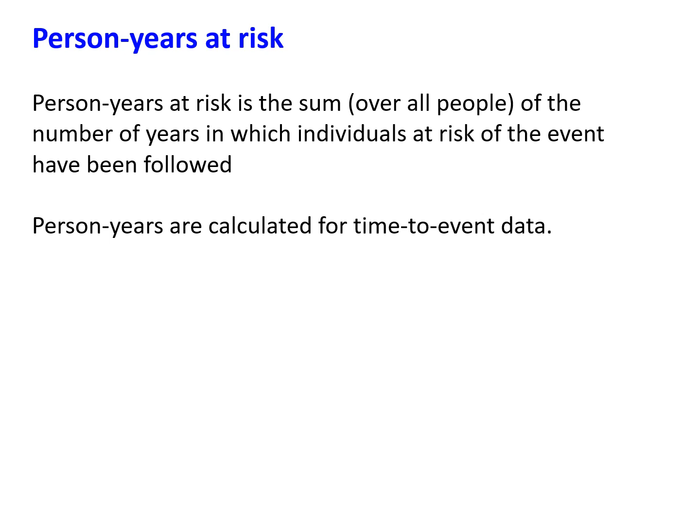So I'm going to introduce the rate to you, but in order to be able to do that, I need to first introduce the person years at risk. Person years at risk is the sum over all people of the number of years in which individuals at risk of the event have been followed. So person years are calculated for time to event data.